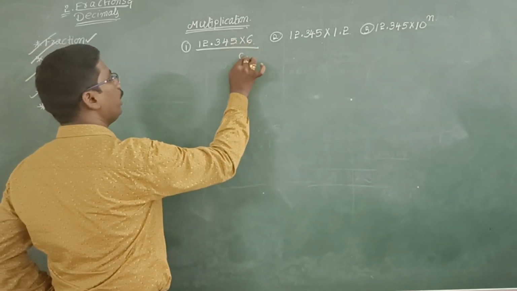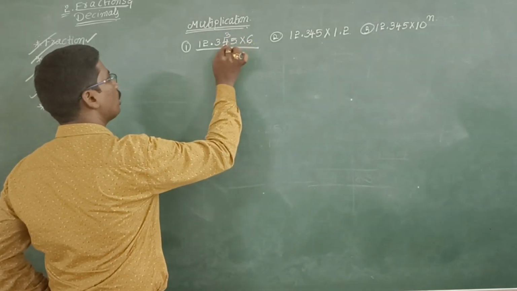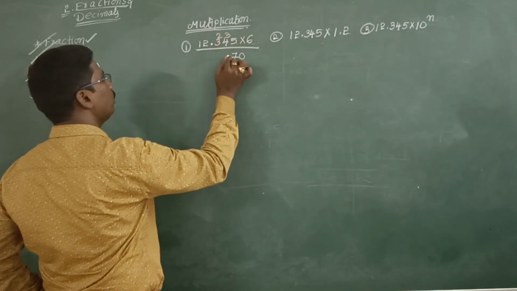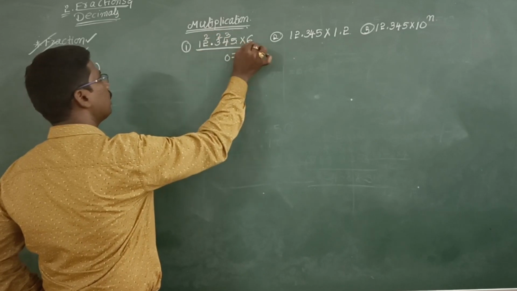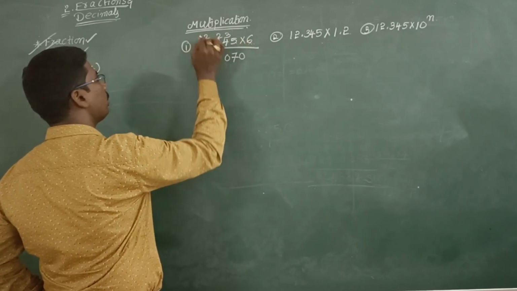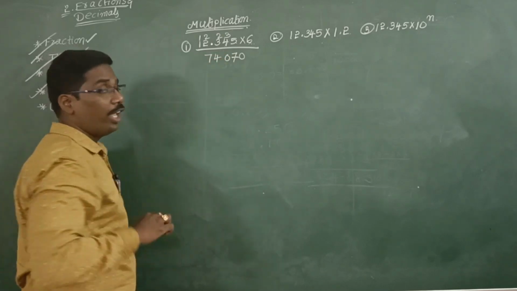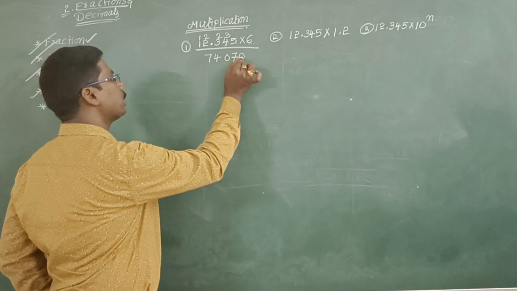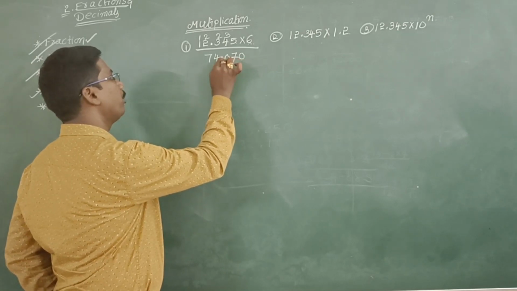6 5s are 30, 6 4s are 24 plus 3 is 27, 6 3s are 18 plus 2 is 20, 6 2s are 12, 12 plus 2 is 14, 6 1s are 6 plus 1 is 7. Now, where do we have to keep the decimal? After 3 decimal places, 1, 2, 3, this is my answer.